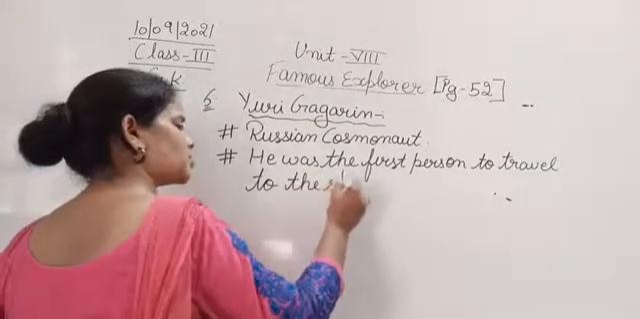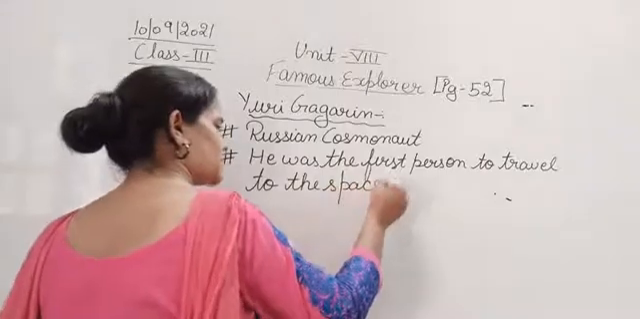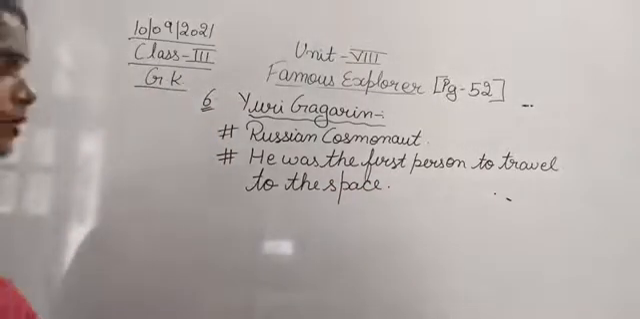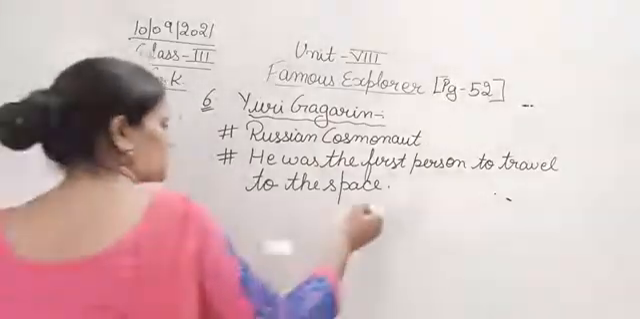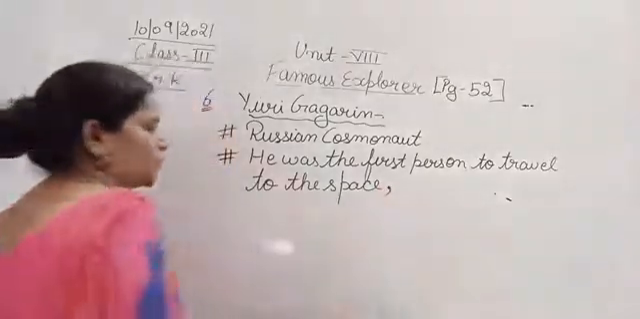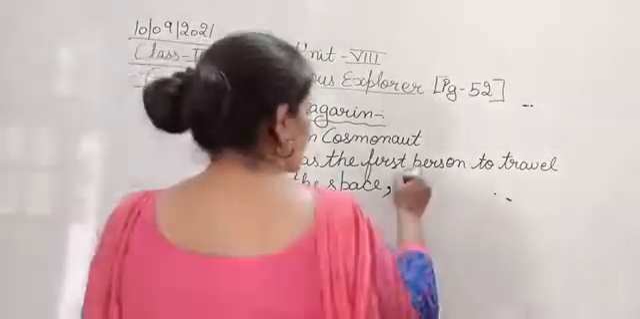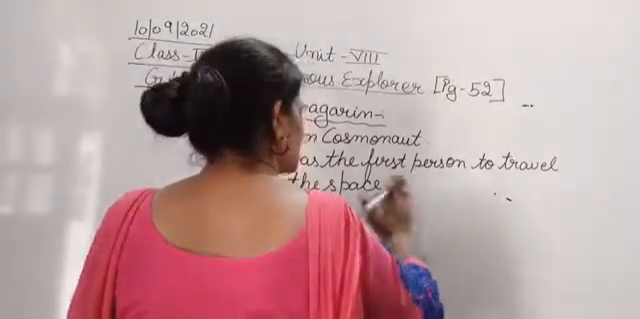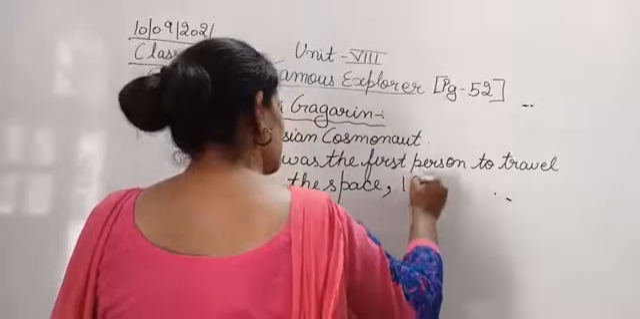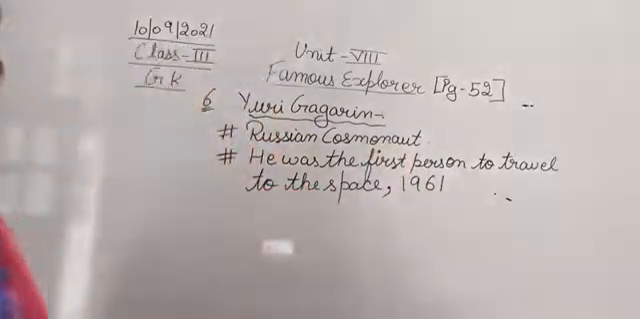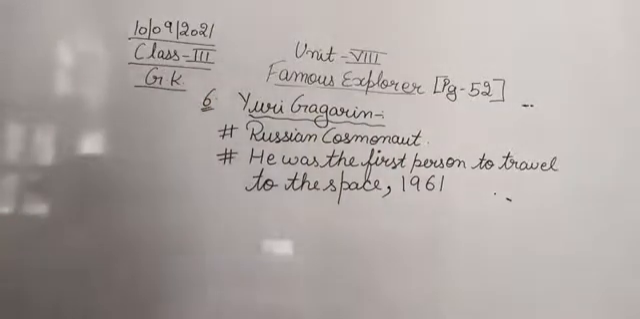अंतरिक्ष में जाने वाले सबसे पहले इंसान, he was Yuri Gagarin. Okay, when did he go to space? So he went into space in the year 1961. So he was the first person to travel to space, and he went to space in 1961. Okay, so he is Yuri Gagarin.